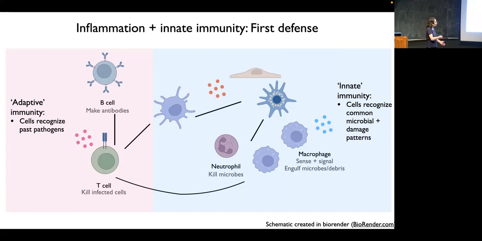What distinguishes these two arms is broadly that innate immune cells have a fixed set of receptors that recognize common molecular patterns associated with microbes. By contrast, your adaptive immune cells have specialized receptors that are actually able to change over your lifetime to learn to recognize pathogens that your body has already seen. Hence the phrase adaptive.